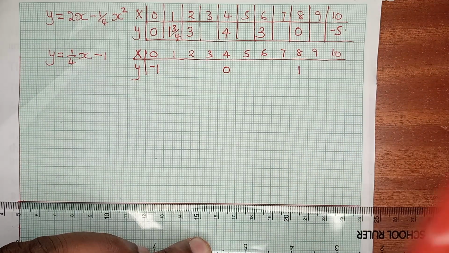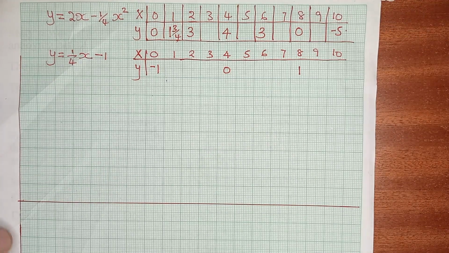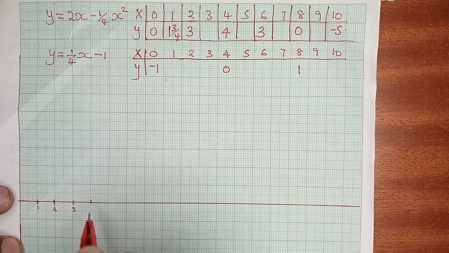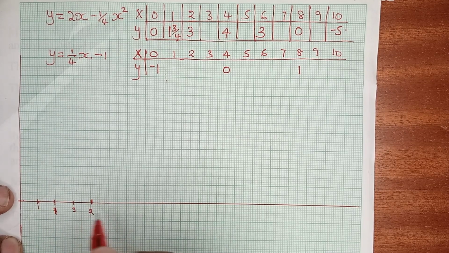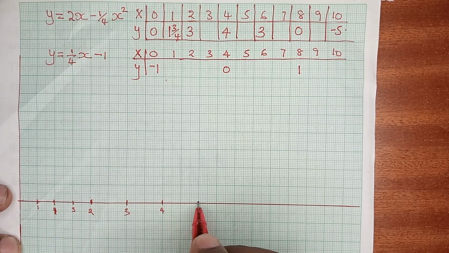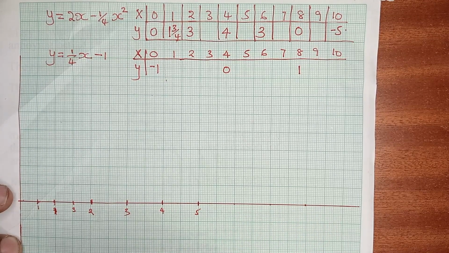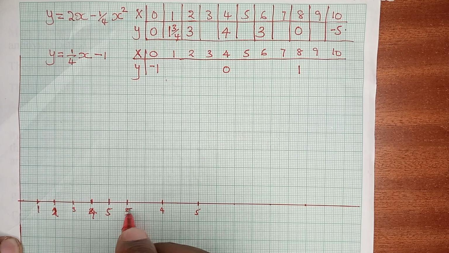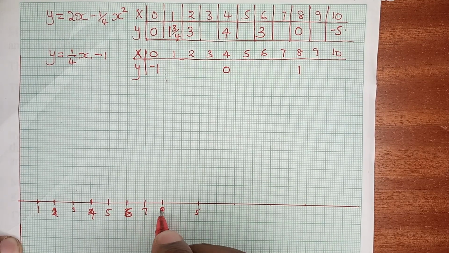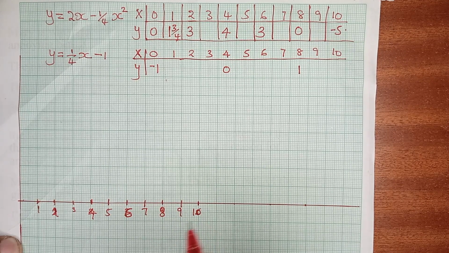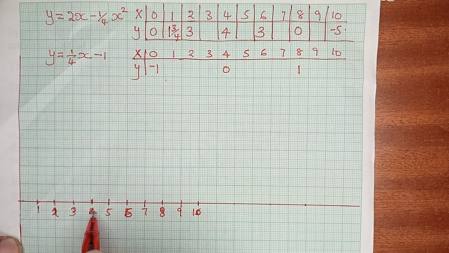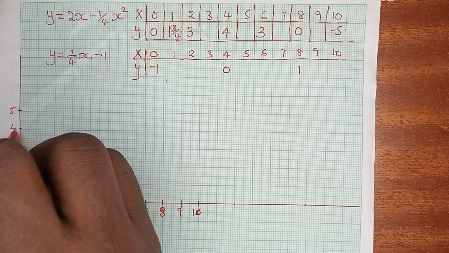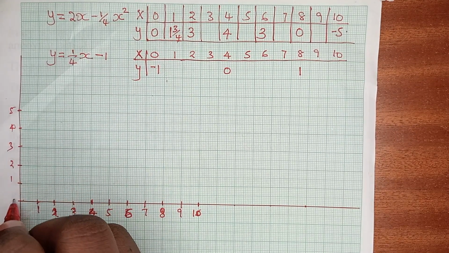Let us have the x-axis along that line and calibrate it: 1, 2, 3, 4, 5, 6, 7, 8, 9, and 10. What about y? 1, 2, 3, 4, 5, and also 5, 4, 3, 2, 1 going down, and of course 0.